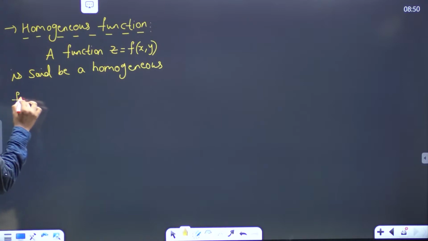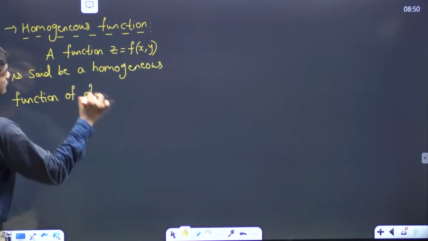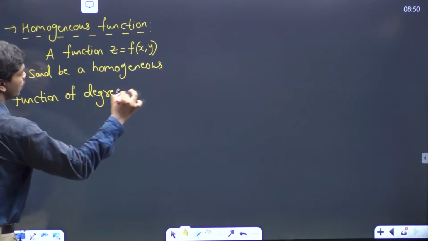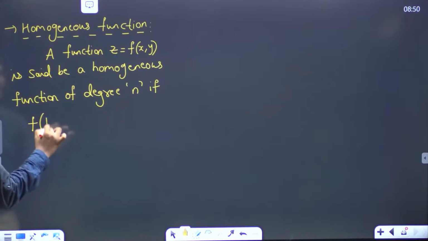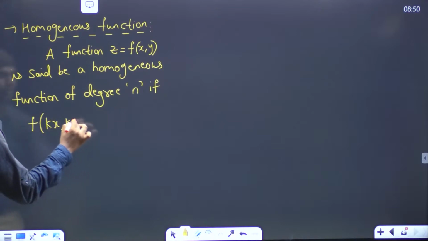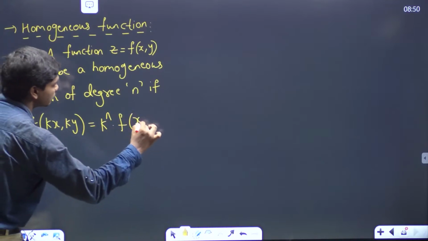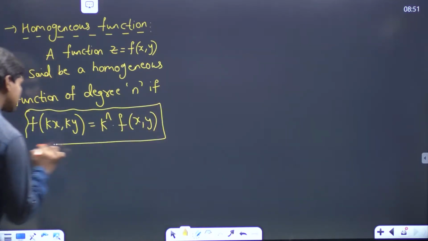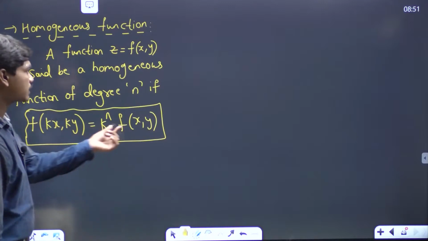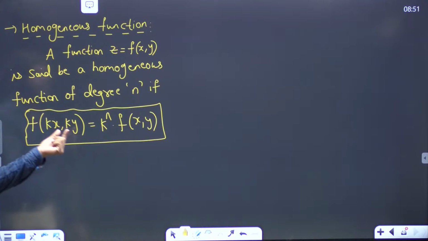of degree n if f(kx, ky) = kⁿ f(x, y). This means if your f(x, y), which is basically your z, is satisfying this condition, then you say this f(x, y), which is basically this z, is a homogeneous function of degree n.